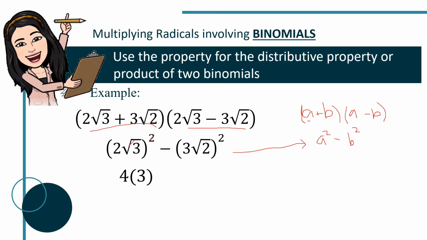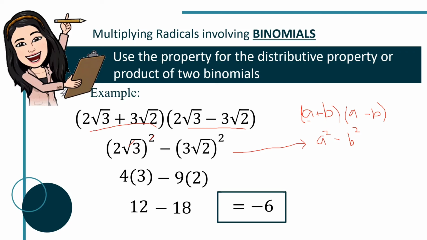Okay, ganon. Dito naman, sa next term natin, we have minus 9. 3 squared is 9. Then, cancel ulit yung dalawa, so we have 2. Now, let us simplify. 4 times 3, we have 12. 9 times 2, we have 18 or negative 18. Now, simplify natin. What is 12 minus 18? Yes, that is negative 6. So, therefore, our final answer is negative 6.